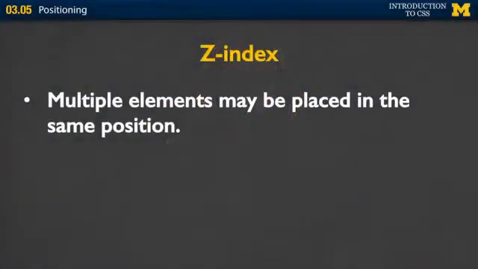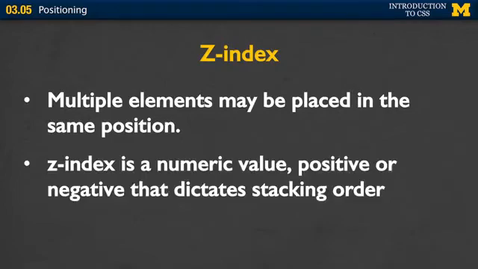hand. Now, one of the things I showed you is that it's possible for multiple elements to be placed in the same position or on top of each other. And there's a way to deal with that if you don't like the ordering that they're showing up. And that's called the z-index. The z-index is basically just a number value. It's either positive or negative and tells the browser your stacking order.